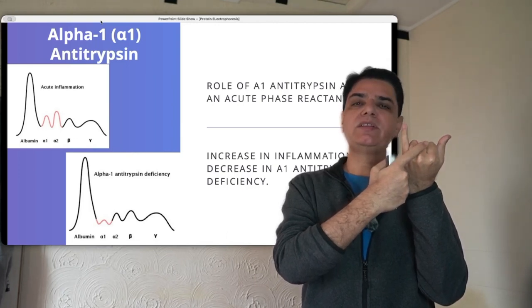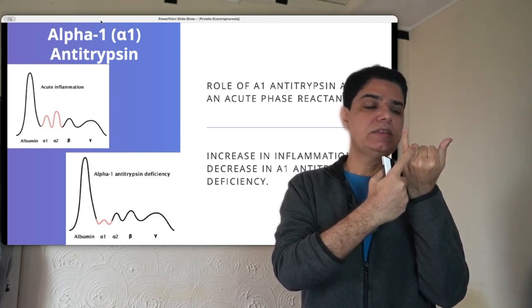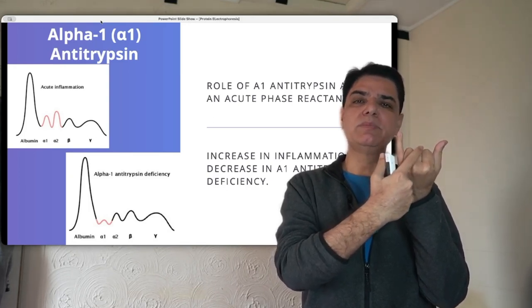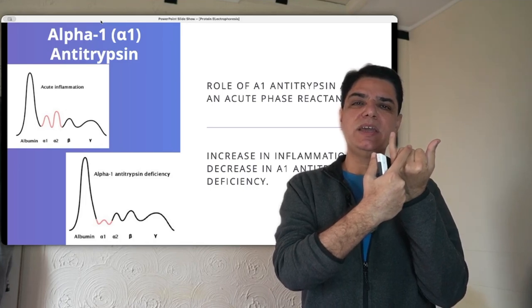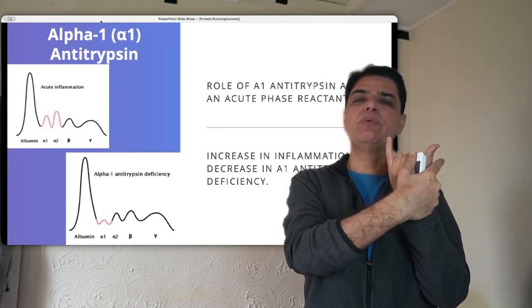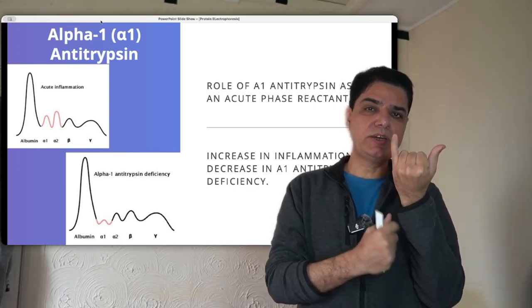Then you've got three small humps. The first one is the alpha-1 protein, then the alpha-2 protein, then the beta protein. These are very small humps, which are more or less similar in height. And then there is a slightly bigger and broader hump, which is for the gamma proteins. So this is how you would see a normal protein electrophoresis.